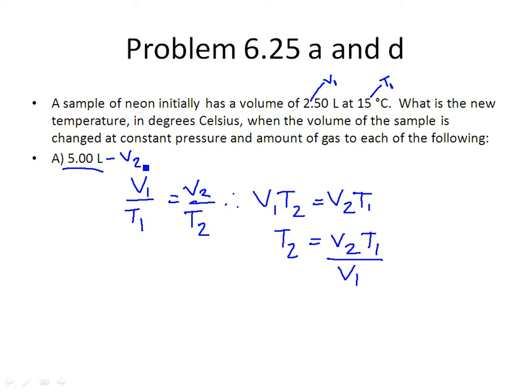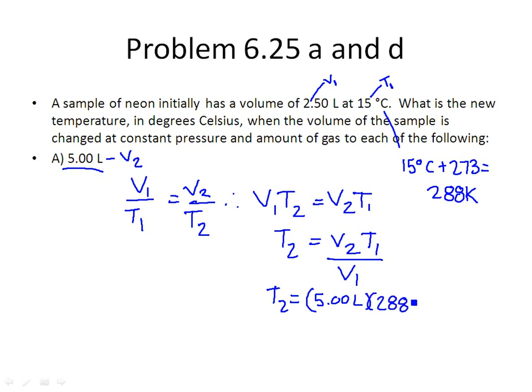The next thing we have to do is convert Celsius to Kelvin. So we take 15 degrees C plus 273 equals 288 Kelvin. Now we're ready to plug this in. We find that our V2 is 5 liters, our T1 is 288, and our volume 1 is 2.50, and we get 576 K.